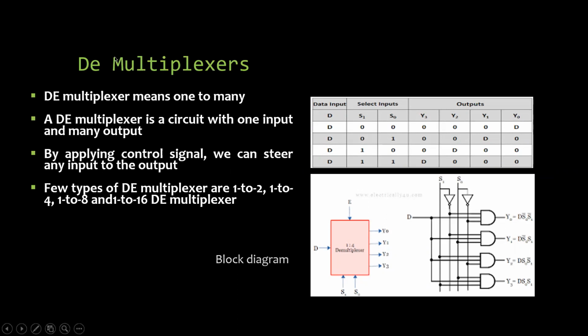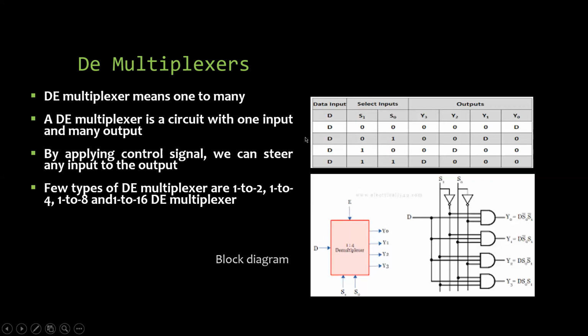A demultiplexer is a circuit with one input and many outputs. By applying a control signal, we can steer the input to any output. There are a few types of demultiplexers: 1 to 2, 1 to 4, 1 to 8, 1 to 16, and so on.